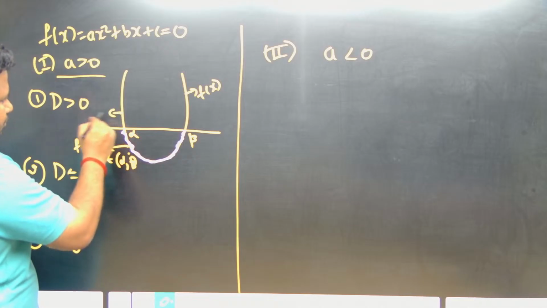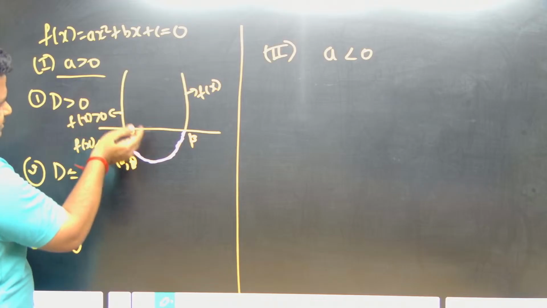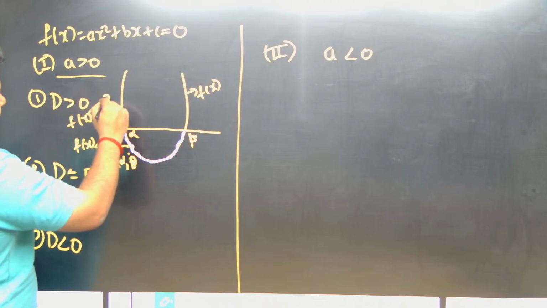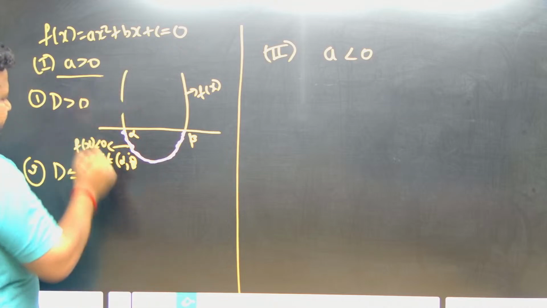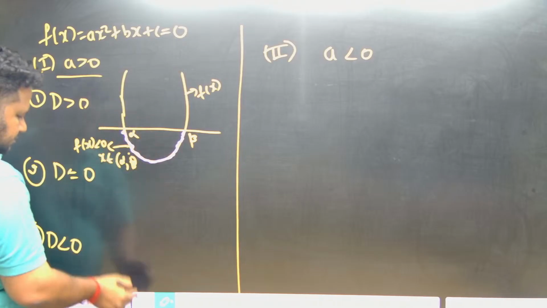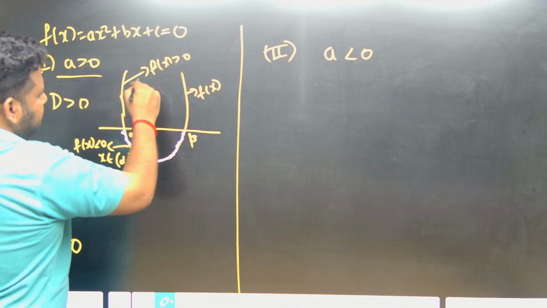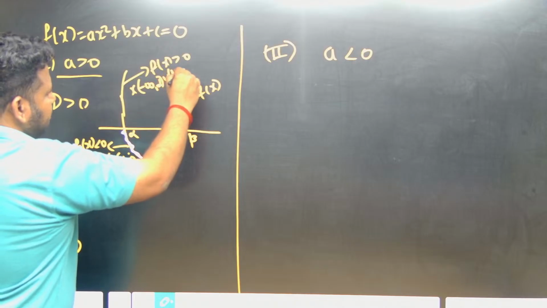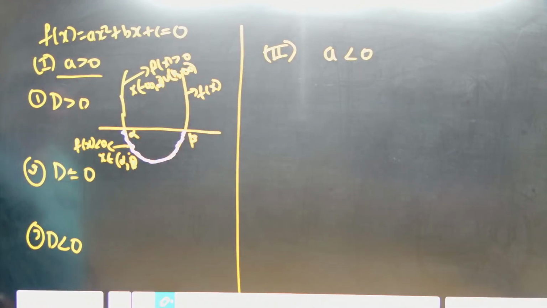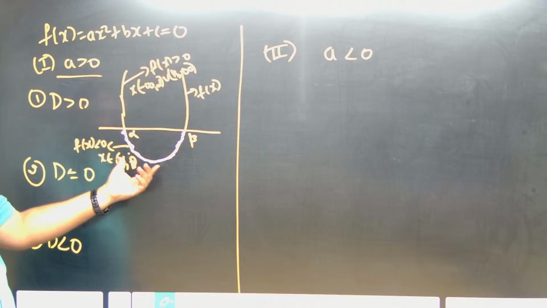For this region if I talk about, f of x is greater than 0 because it is above x axis. Here x belongs to what I can write? Minus infinity to alpha union beta to infinity. This is what you can write. This is the region where f of x is positive. This is the region where f of x is negative.